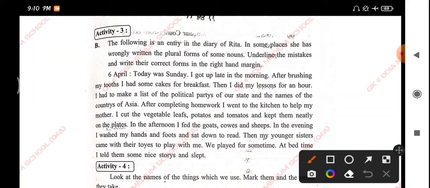Activity 3. The following is an entry in the diary of Rita. In some places, she has wrongly written the plural forms of some nouns. Underline the mistakes and write their correct forms in the right hand margin.